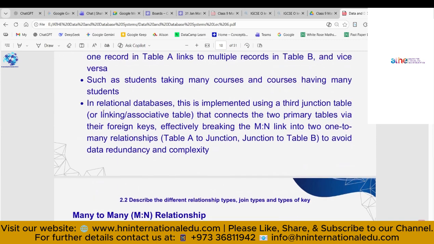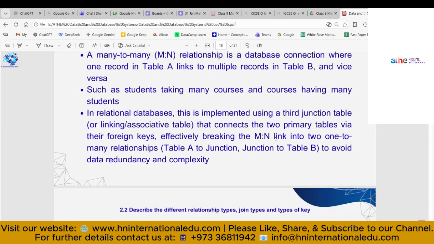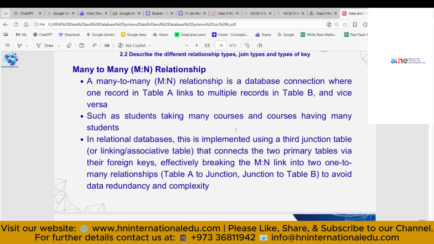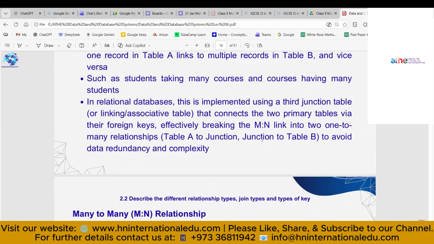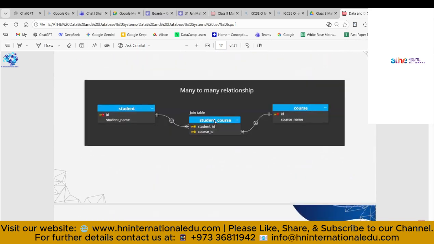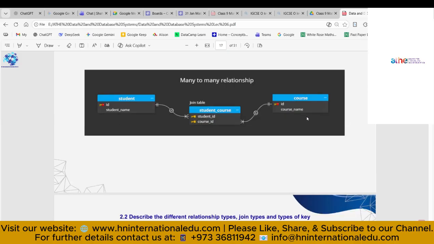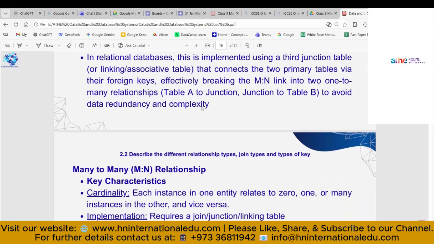You can call it a linking or associative table, which connects the two primary tables via their foreign keys, effectively breaking the many to many. You can write it as m to n, or m ratio n, but it's most effective to use m ratio n because this is most commonly used. So effectively it breaks the many to many link into two one to many relationships: table A to junction, and then junction to table B. In this case, this join table is the junction. It is linking with the student table as well as the course table. This is done to avoid data redundancy and complexity.